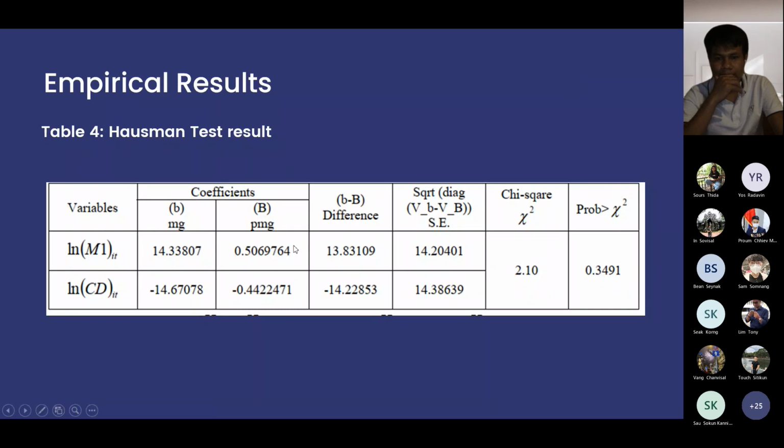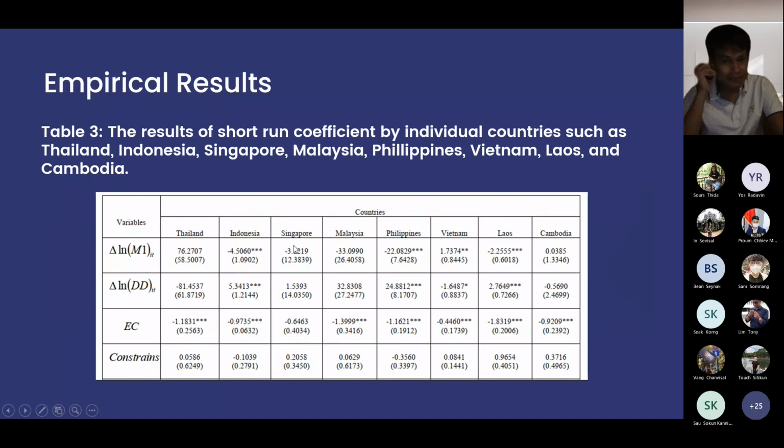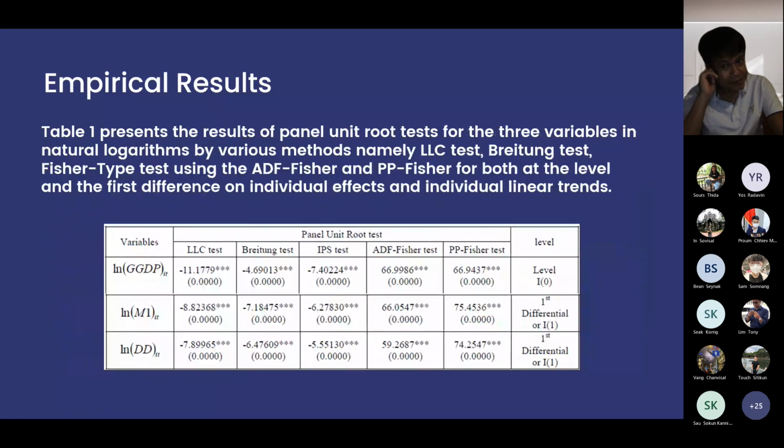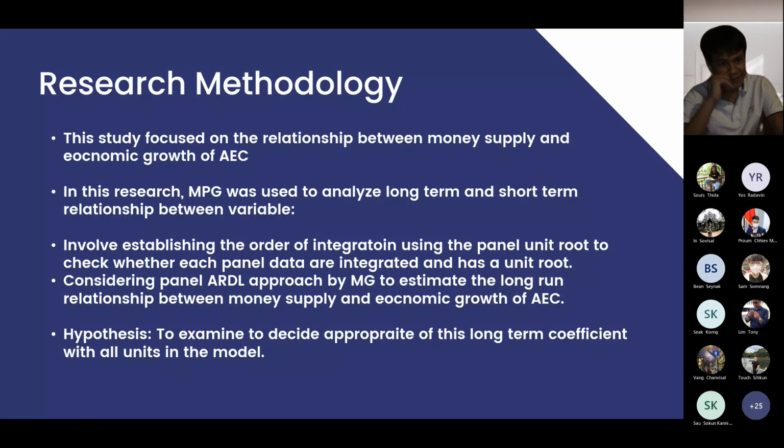I'm sorry everyone for the technical error. So we missed this part. So let's move back to the research methodology.